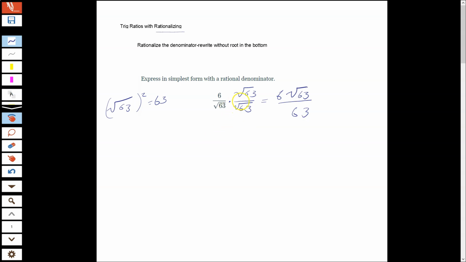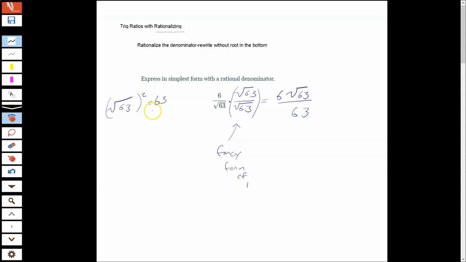The reason I pick square root of 63 is because now I don't have the square root in the bottom, which is what we said we wanted, right? This fraction that I multiply by, that's just like a fancy form of 1. Anything over itself is 1. So by picking that number, I haven't changed the value of this at all.